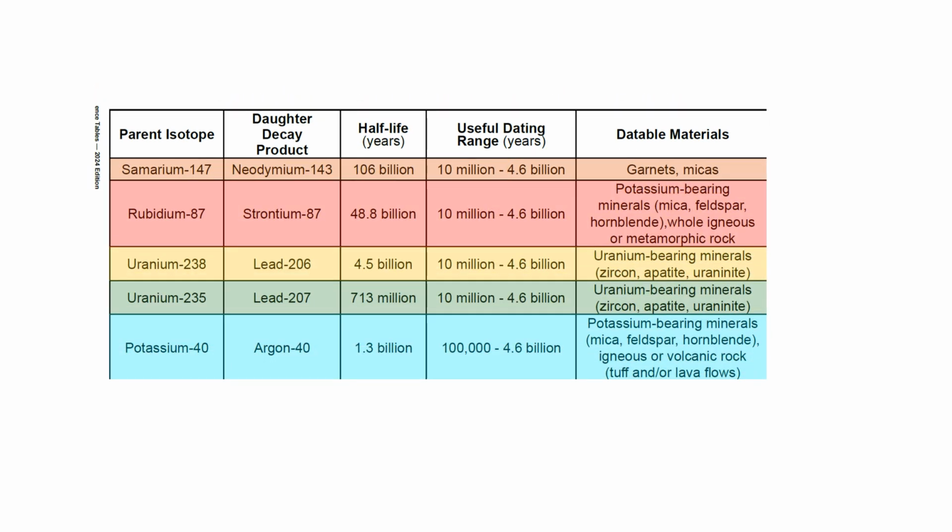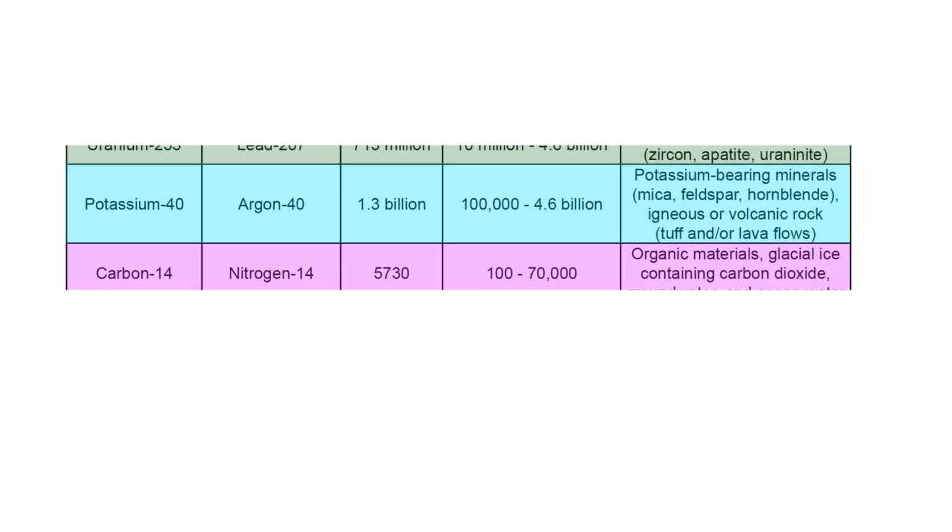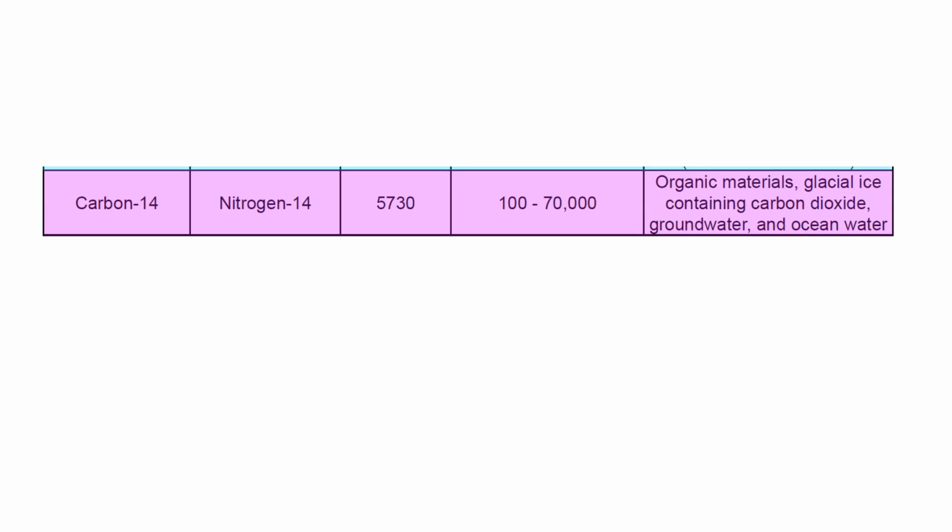All right, so as we look at the top of our chart, for all of our elements here the dating range is ending at 4.6 billion years, which is the age of our planet. Mostly we use these to date older materials, and the only one that's different here is carbon. And carbon here is used to date organic or living materials, glacial ice, carbon dioxide, groundwater, and ocean water. The half-life of carbon is only 5,730 years. And here's my dating range for carbon.